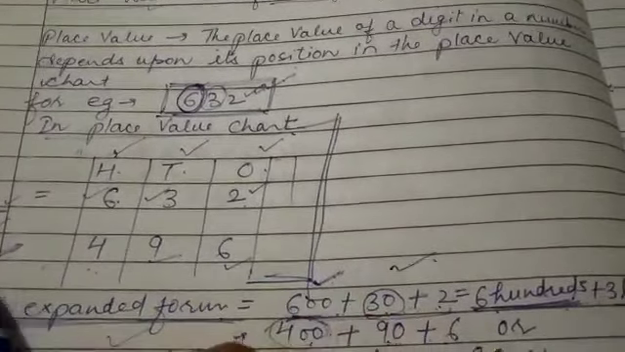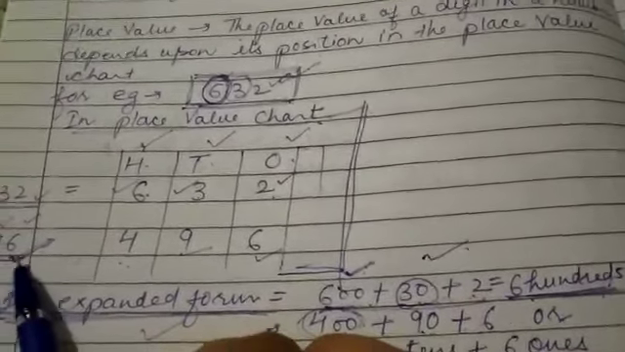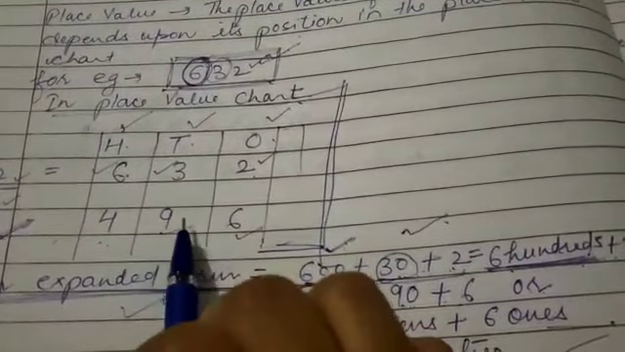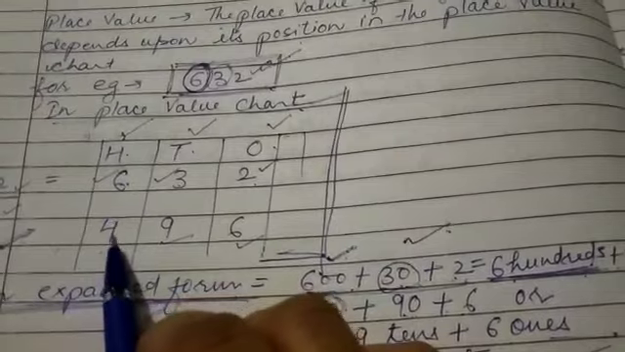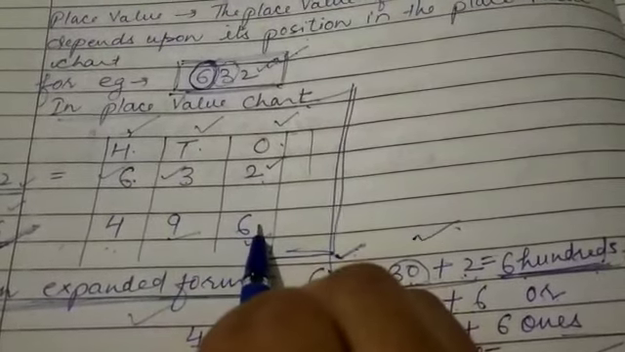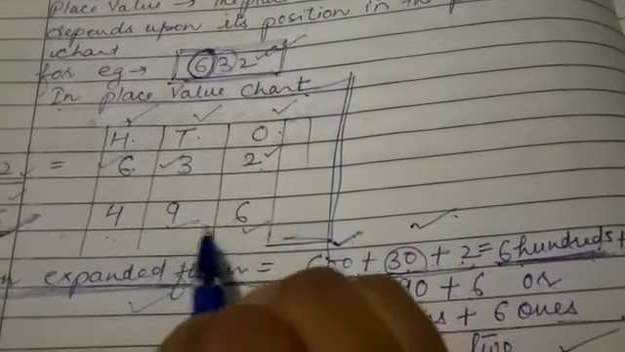In another example, that is 496, 4 is at the 100 place, 9 is at the 10th place and 6 is at the 1's place.